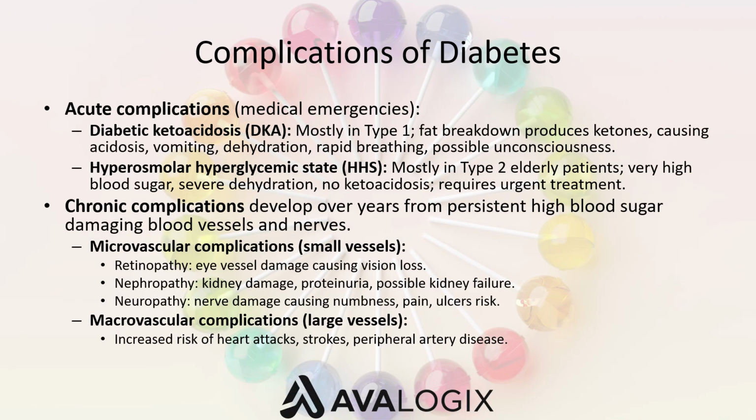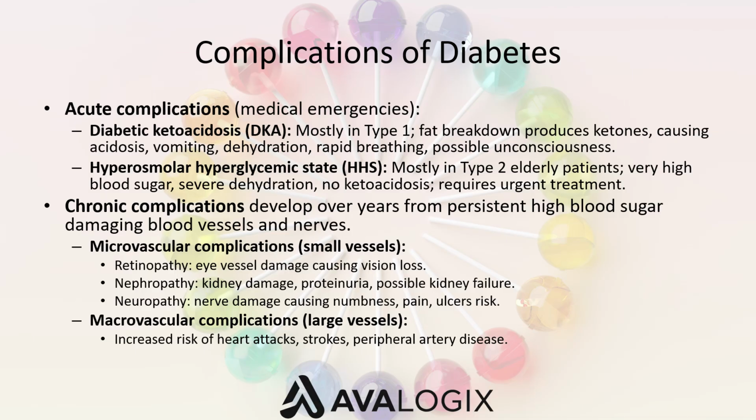Diabetes doesn't just stop at high blood sugar, it affects almost every organ system if left uncontrolled. So, understanding its complications is crucial, especially for pharmacists who often see patients regularly. First, there are acute complications. These are emergencies that can develop quickly.